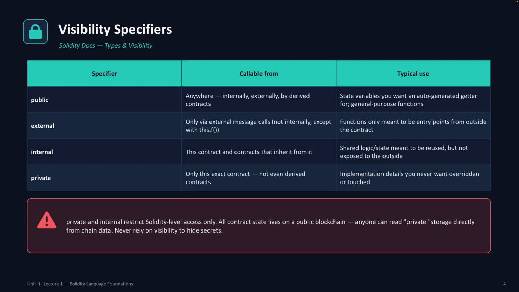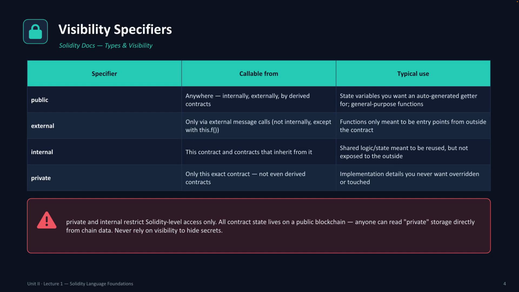External specifier. These are called via external messages. You cannot call external functions from within the smart contract. However, if at all you have to call external functions from within the smart contract, make use of this dot followed by the function name. These are functions only meant to be entry points from outside the contract.